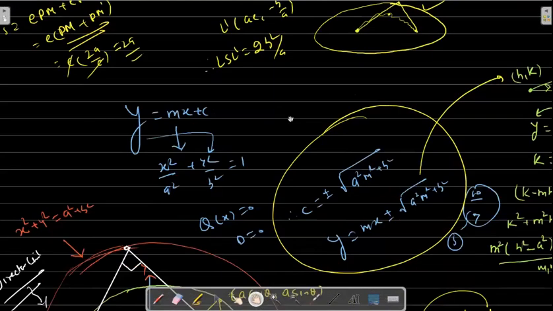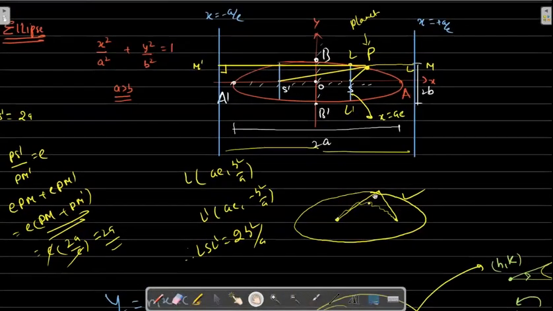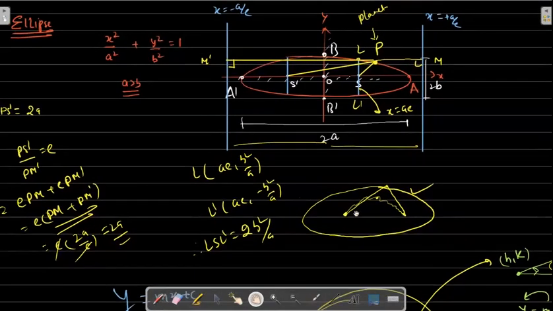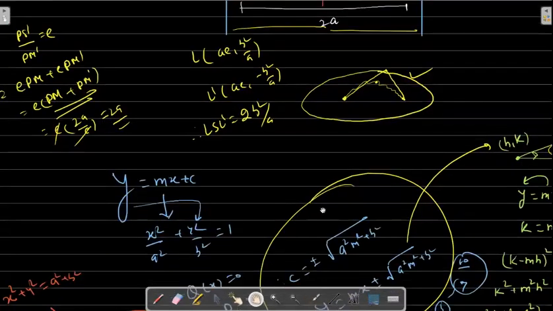So the definition of an ellipse can be like this. It is the locus of a point such that the sum of distances of the point from two fixed points is always a constant. This is how we can define an ellipse. The fixed sum of the distances is nothing but the length of the major axis, the 2a value.